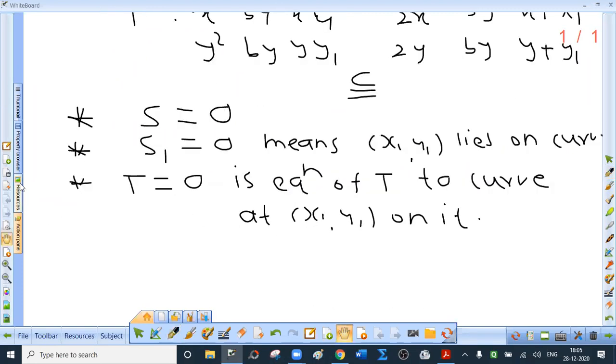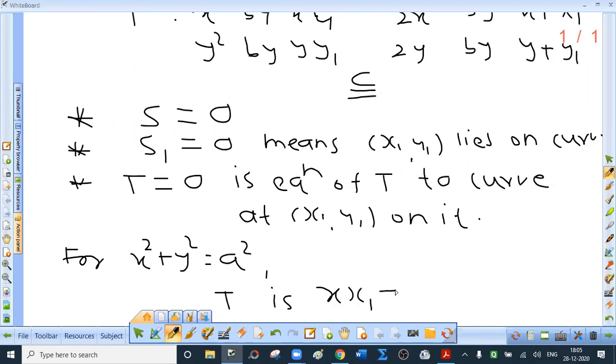This means for the circle x square plus y square equal to a square, what is the equation of tangent by observation? Replace x square by xx1, y square by yy1. That's it. Keep the constant term unchanged. So just by observation, the equation of tangent to x square plus y square equal to a square is xx1 plus yy1 equal to a square. In fact, we are going to prove this result just after a few minutes. Okay, so this is about S notation.